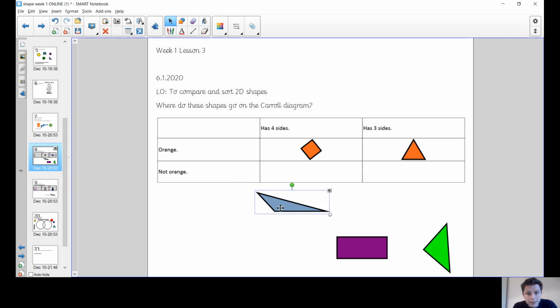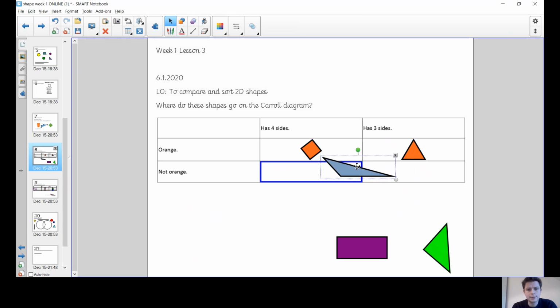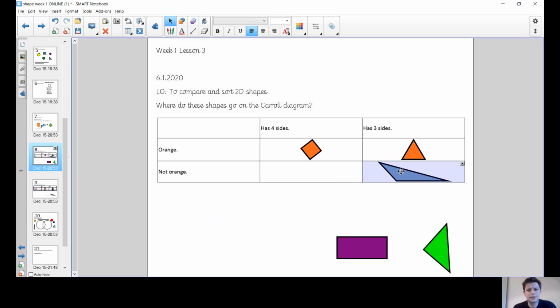Let's have a look at this one. Now this one's not orange. It's another triangle. And it's not orange, so it's going to go down here at the bottom. So should I put it in four sides or three sides? Yeah, three sides. It's a triangle. It's got three sides. This purple rectangle here, just like this one, is not orange, but it's got four sides instead of three, so it's going to go in there.